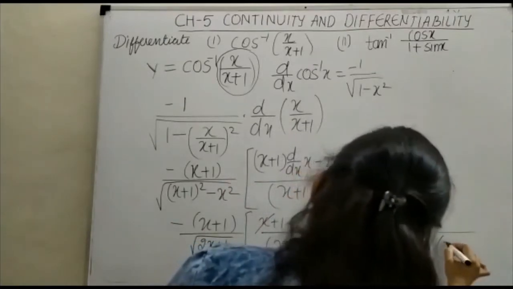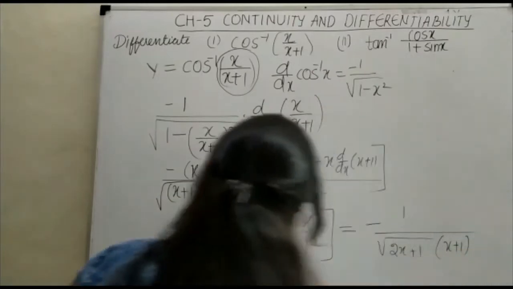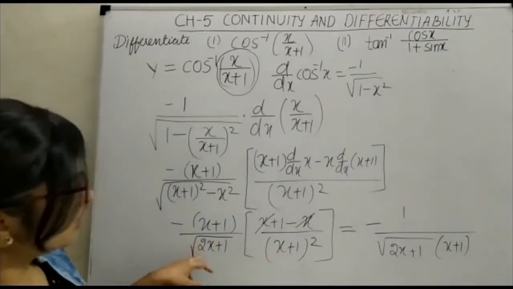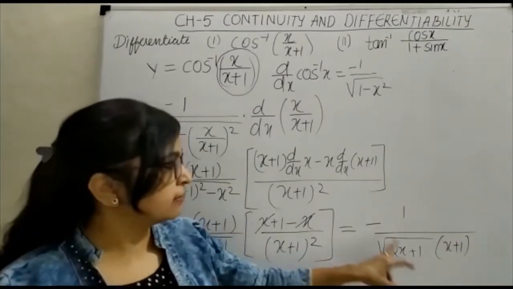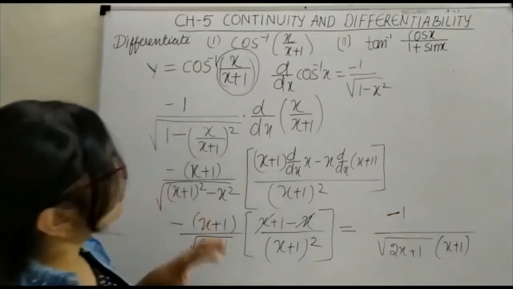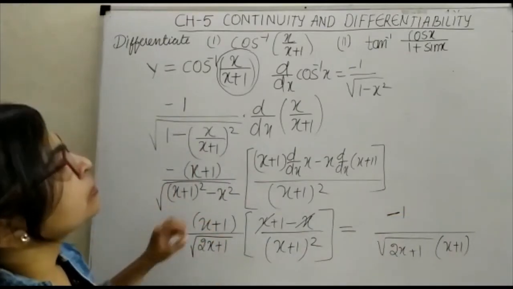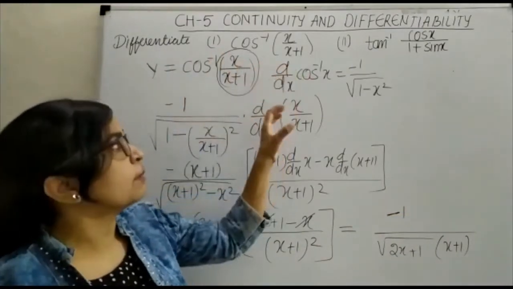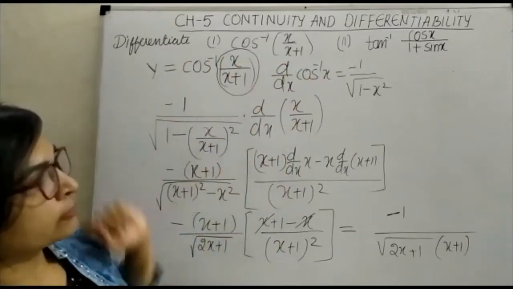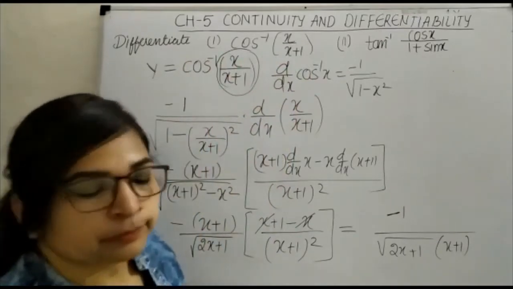plus 1, x plus 1. You can see that x plus 1 and x plus 1 will be cancelled. Under root 2x plus 1 will be as it is and this minus is of the formula. So this is the differentiation of cos inverse x upon x plus 1. Okay. Now we will go for the second differentiation.